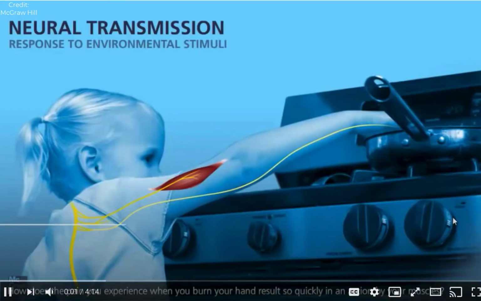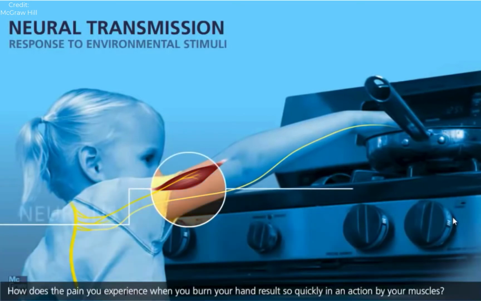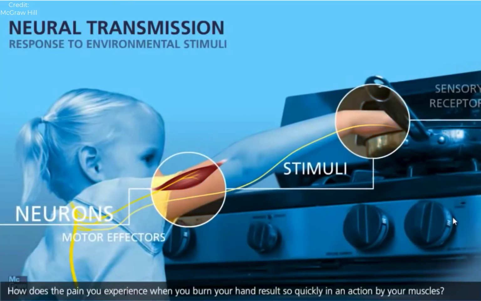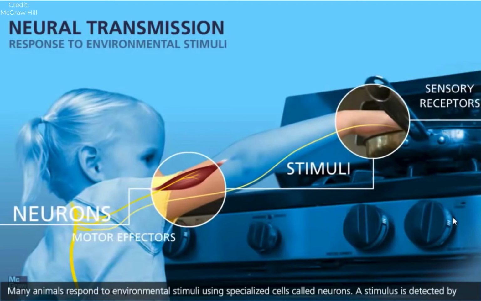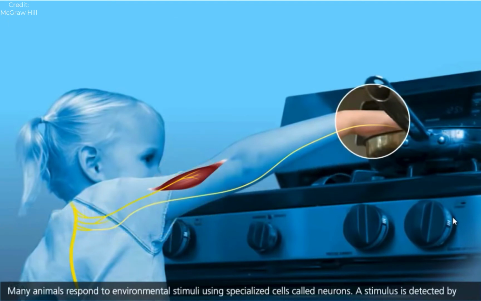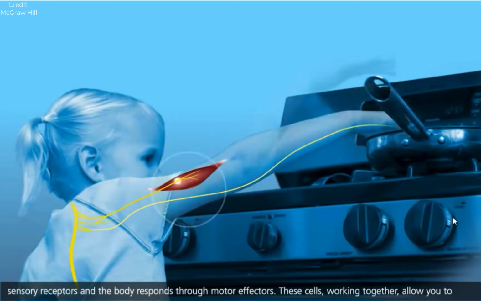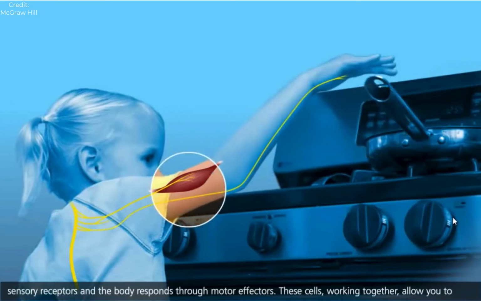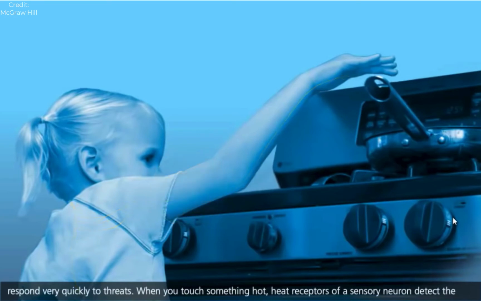The pain you experience when you burn your hand results so quickly in an action by your muscles. Many animals respond to environmental stimuli using specialized cells called neurons. A stimulus is detected by sensory receptors, and the body responds through motor effectors. These cells working together allow you to respond very quickly to threats.